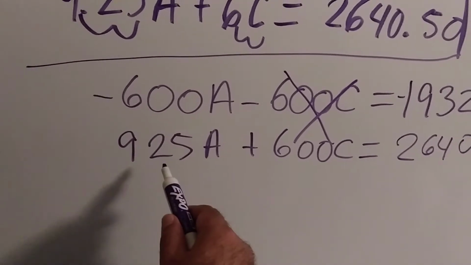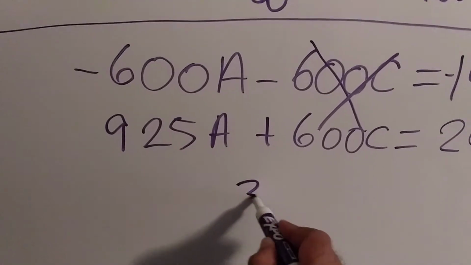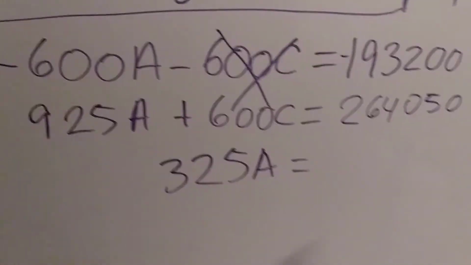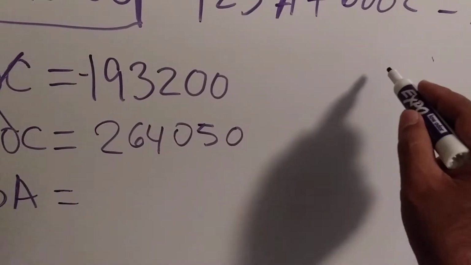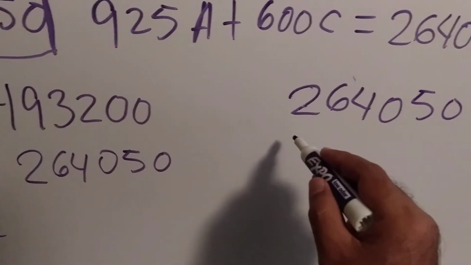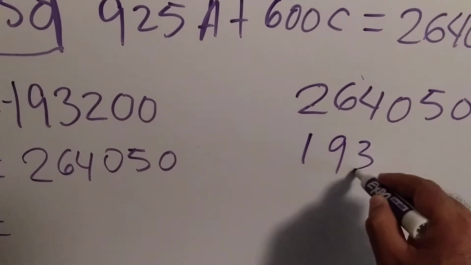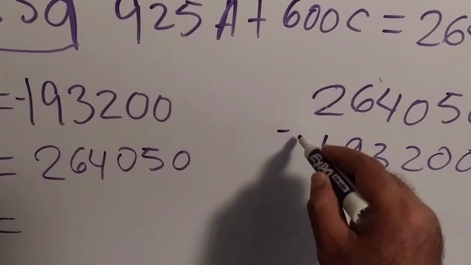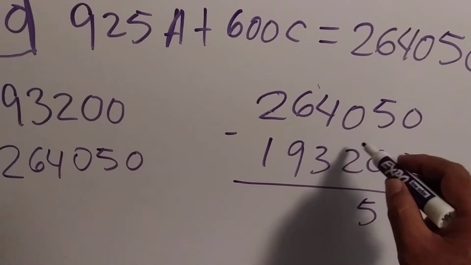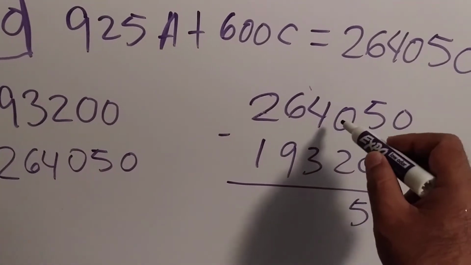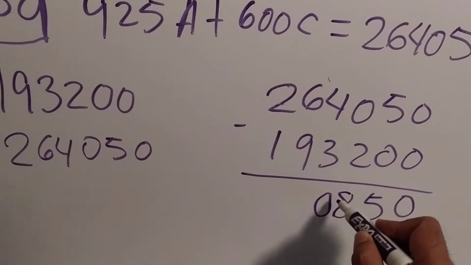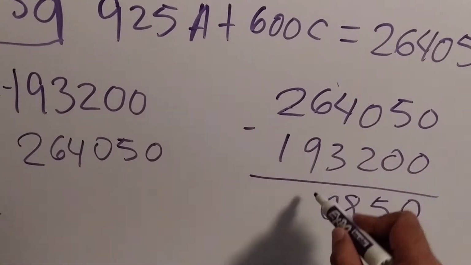And here we have 925 minus 600, so it's 325. It's equal to, let's go ahead and do the subtraction here. So 264,050 minus 193,200. We have 50 here, 2, you borrow 1. Actually, if you want to do this, 40 minus 32 will give you 0.8, and then 26 minus 19 gives you 7.